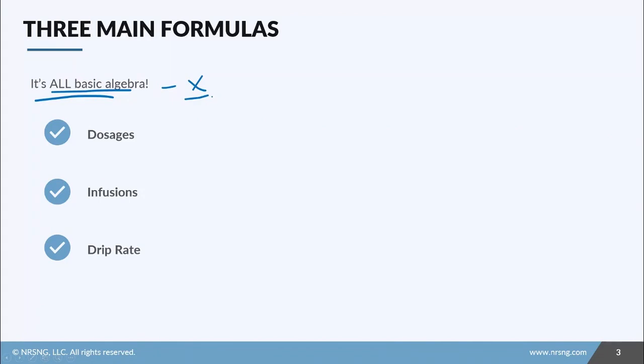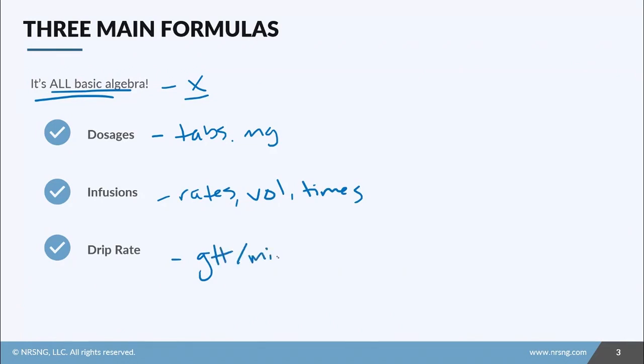It's basic algebra. Okay, the 3 main formulas that you need to know are for dosages, so like how many tabs to give, how many milligrams or milliliters, etc. Infusions, so rates, volumes, and times. And then drip rates, which is typically in drops per minute. GTT, remember, is the abbreviation for drop. So let's look at each one of these.